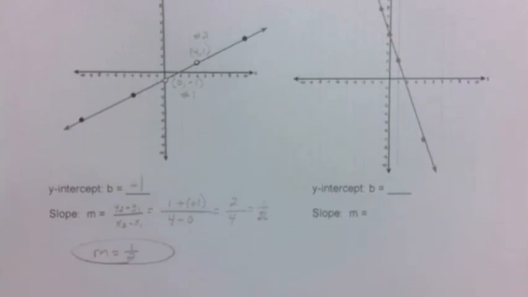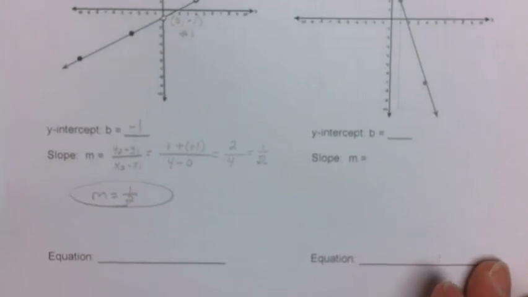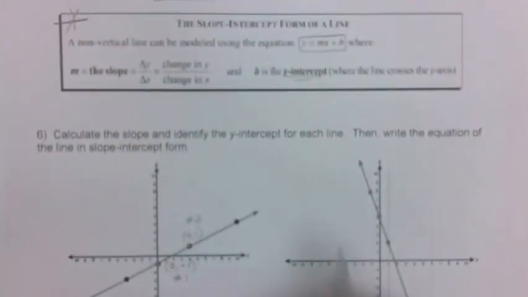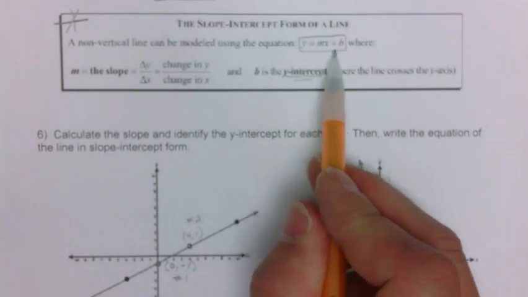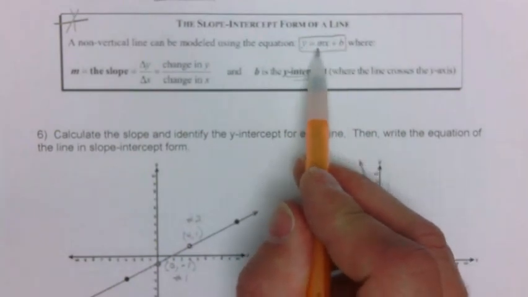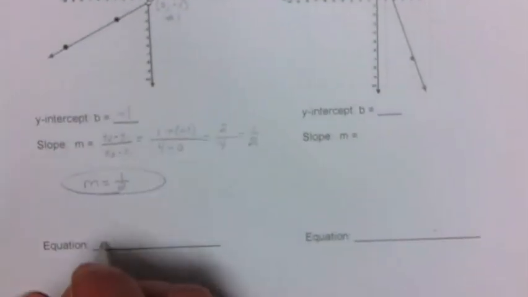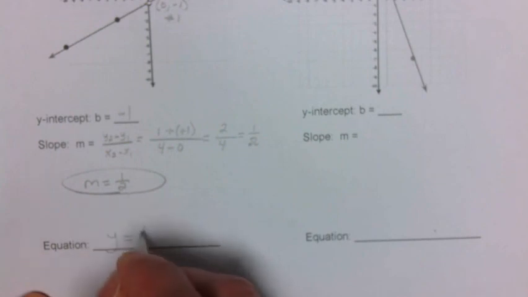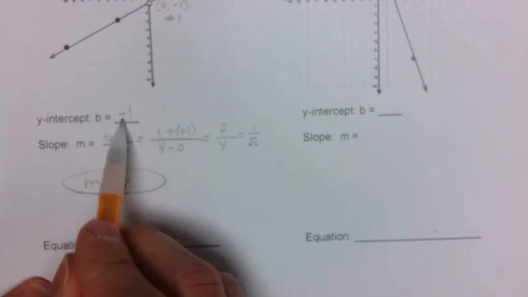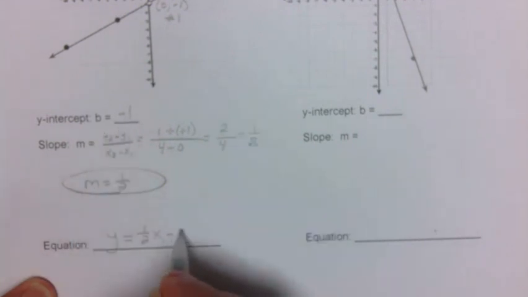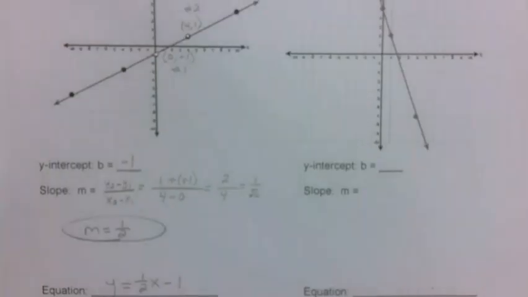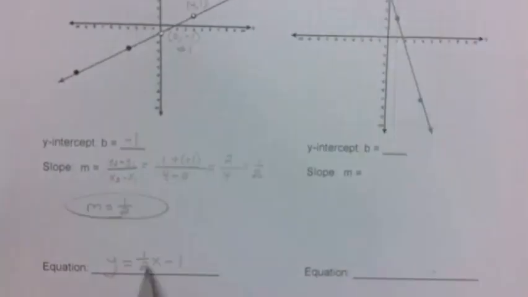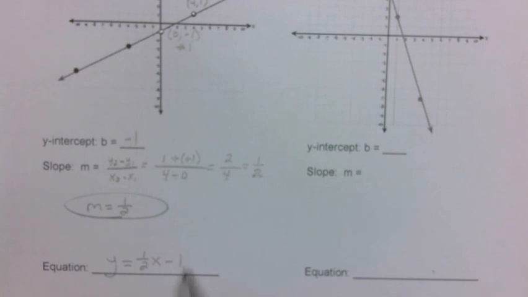Now I need the equation of the line in slope-intercept form, and again, that is y equals mx plus b. I'm just going to substitute the values of m and b into the equation. y equals m, which is 1/2 x, plus b. But notice that b is -1, so we're just going to write minus 1. The equation of that line is y = 1/2 x minus 1. It's crossing the y-axis at (0, -1).